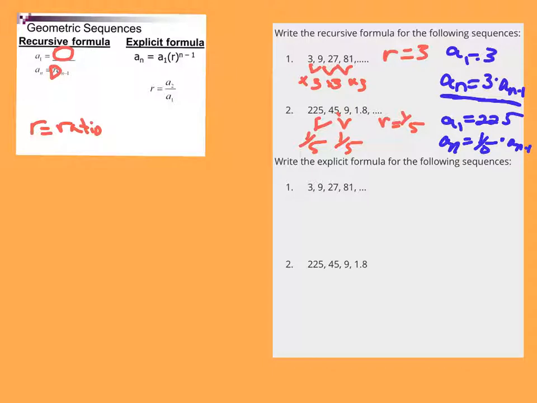Then the same thing is true for my explicit formula. My explicit formula, I have an A sub n, which is my next term. A sub 1 is my first term. I need that. I need to figure out what r is, and it's to the n minus 1 power. So if I look at my sequence, the same one as number 1, I know that my ratio here was 3. I was multiplying by 3 each time to get the next term. So my formula is going to look like A sub n is equal to the first term, which is 3, times my r value, which is 3, to the n minus 1 power.